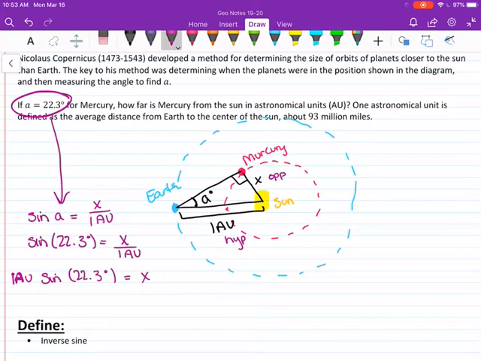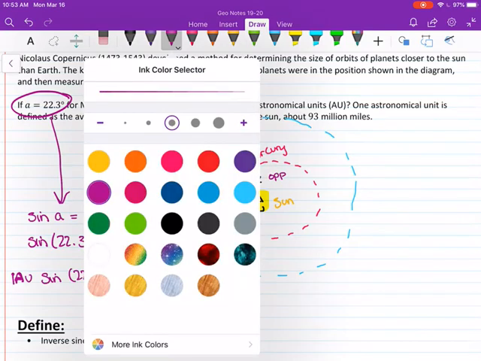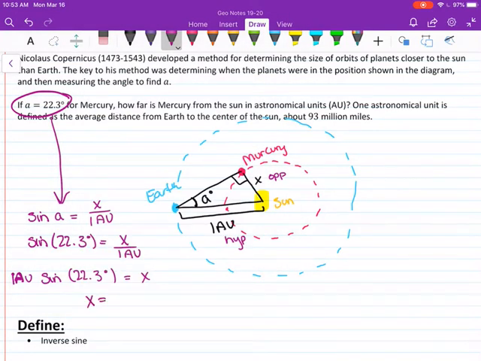Okay, so I'm going to get that my answer here is that X equals, oh, sorry about that. I plug that into my calculator, and I get X is approximately 0.38 astronomical units. Or if I want to multiply it by that 93 million miles, I get it's about 35,340,000 miles. Okay?